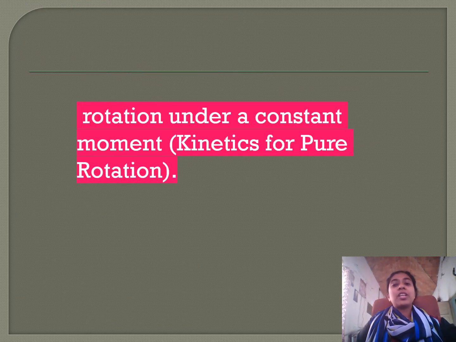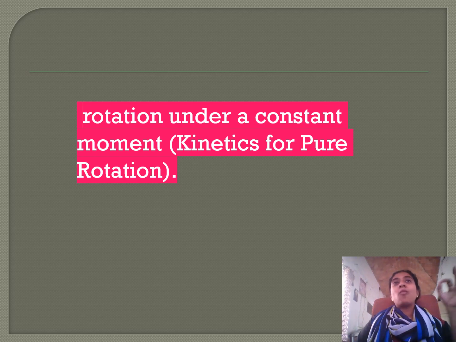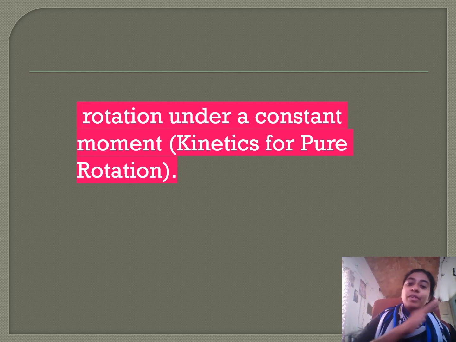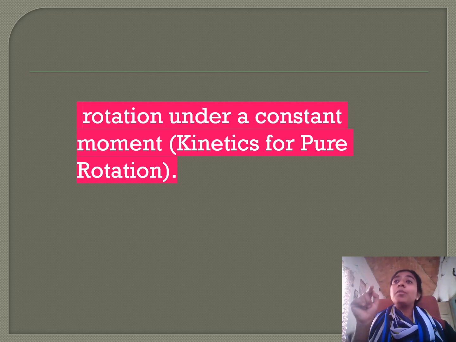So rotation under a constant moment, that is kinetics for pure rotation. Why is it called a moment? For linear motion, it was a force. For linear motion, in order to move an object, you need to apply a force to change its direction or to move it forward. If the motion is rotational and you want to move an object in a rotational manner, you need to apply a moment or a torque, that is force into distance.